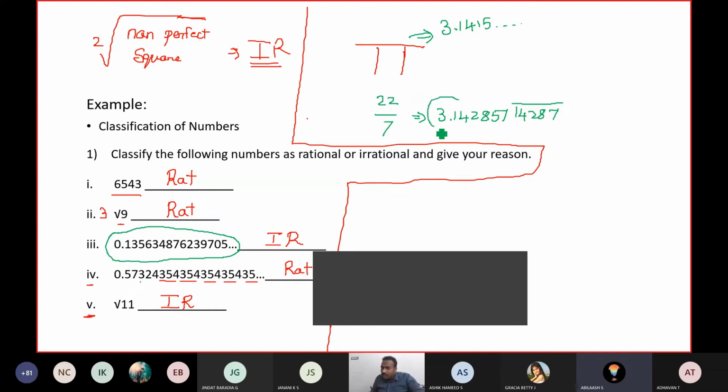Because both are closely related to 3.14, instead of pi we substitute 22/7. That is the only reason, but the value of pi is different, and the value of 22/7 is different. The value of 22/7 is actually rational because I'm able to write that in the format of p by q. But the value of pi is irrational.